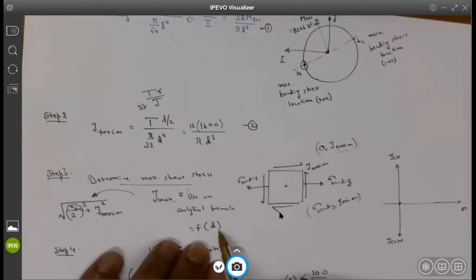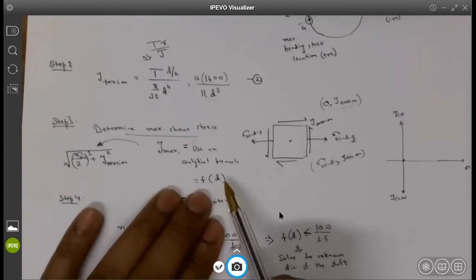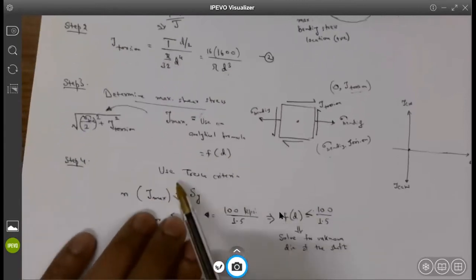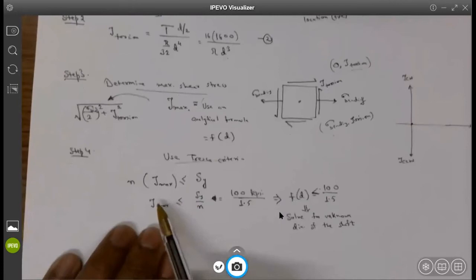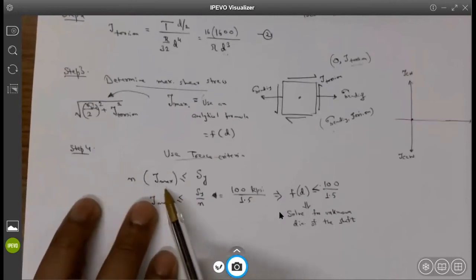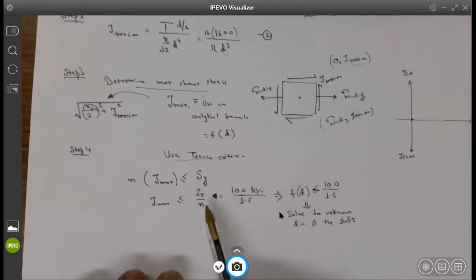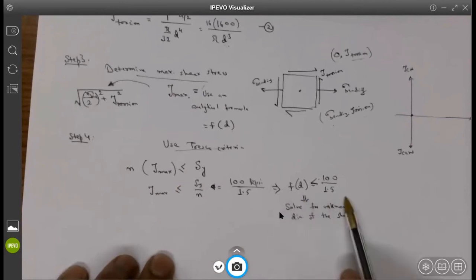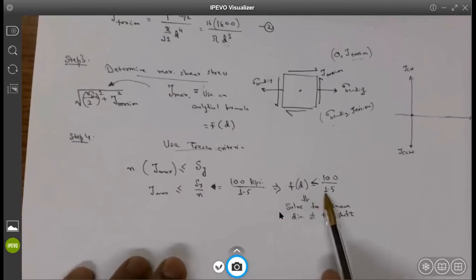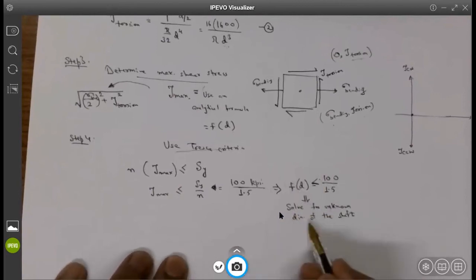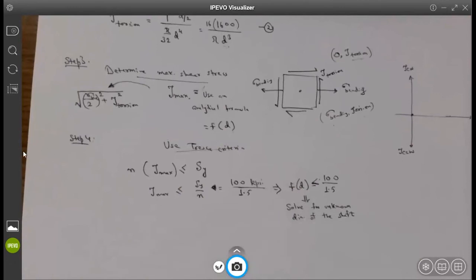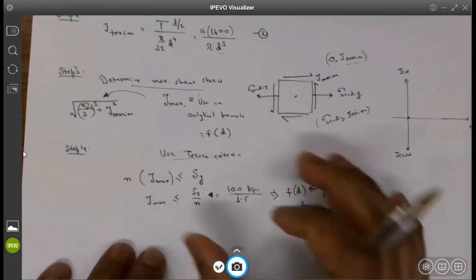So if you get the maximum shear stress, then use Tresca criteria, that we know the factor of safety times the maximum shear stress should be less than the yield strength. By using this equation, you can solve for the minimum diameter that the shaft should have. Okay, so that is one approach.